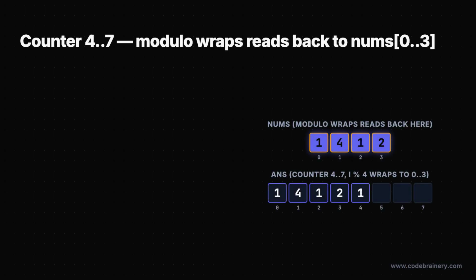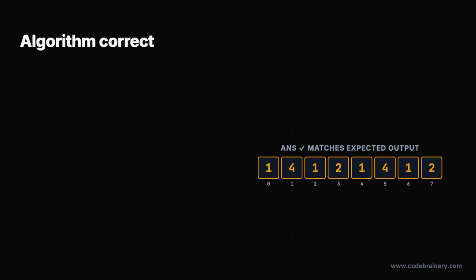Remainder is 4 modulo 4, 0. Output 4 is input 0, back to 1. Counter 5. Remainder 1. Output 5 is 4. Counter 6. Remainder 2. Output 6 is 1. Counter 7. Remainder 3. Output 7 is 2. The remainder wrapped us back to the start. Final result. 1, 4, 1, 2, 1, 4, 1, 2. Identical to Part 1. One loop instead of 2.